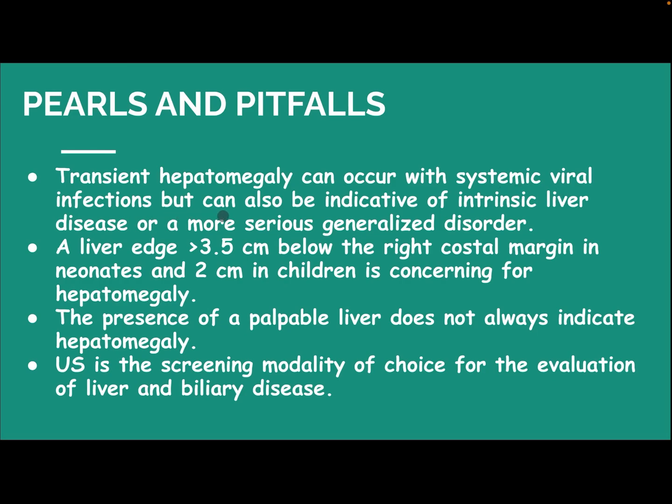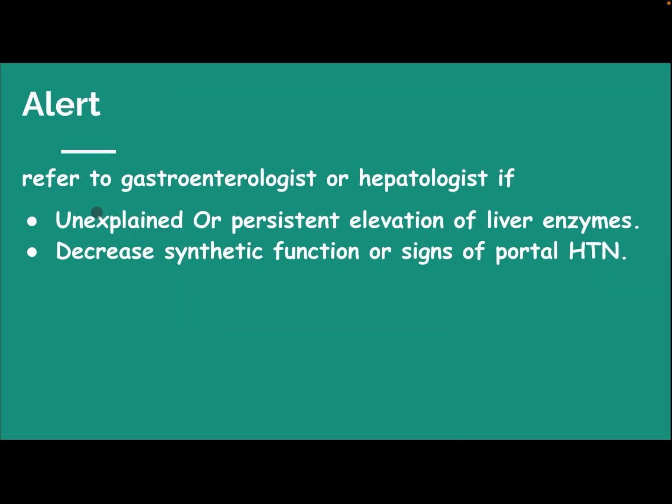Pearls and pitfalls. Transient hepatomegaly can occur with systemic viral infection, but can also be indicative of intrinsic liver disease or a more serious generalized disorder. A liver edge more than 3.5 cm below the right costal margin in the neonate and 2 cm in children is concerning for hepatomegaly. The presence of a palpable liver does not always indicate hepatomegaly. Ultrasound is the screening modality of choice for evaluation of liver and biliary disease.